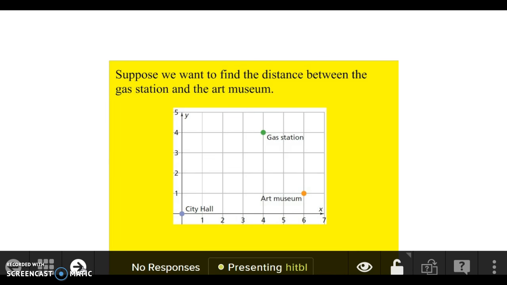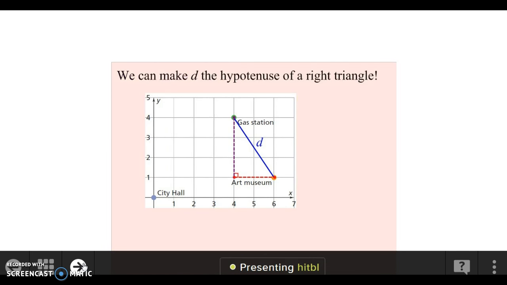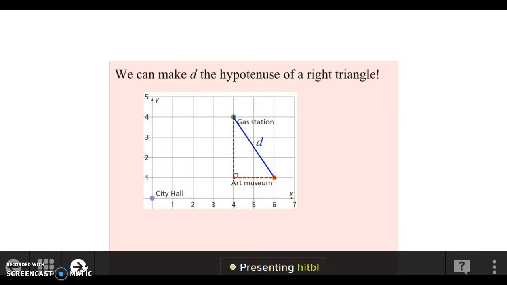All right, so suppose we want to find the distance between the gas station and the art museum. Okay, your first step would be to draw in a line, right, from gas station to the art museum. So we'll call that distance D. Okay, you can be doing all of this on your worksheet that you picked up at the beginning of class. Okay, we can make D the hypotenuse of a right triangle. So just like we did in the warm-up, how we made our right triangle, did the Pythagorean theorem.